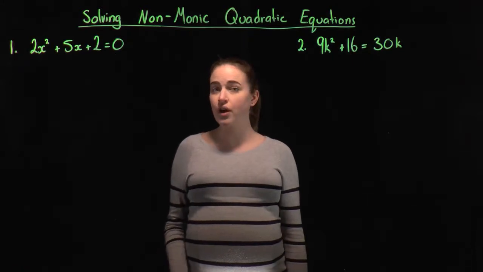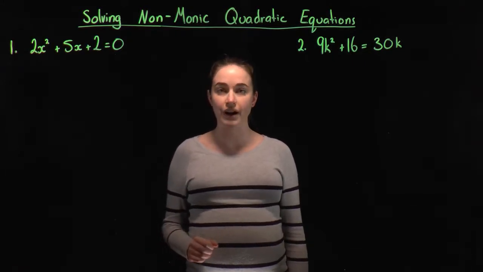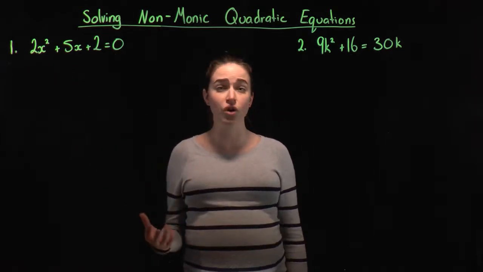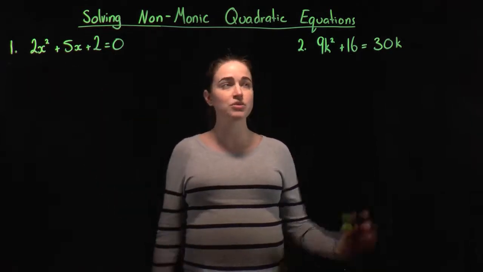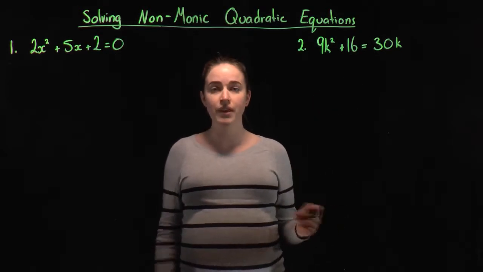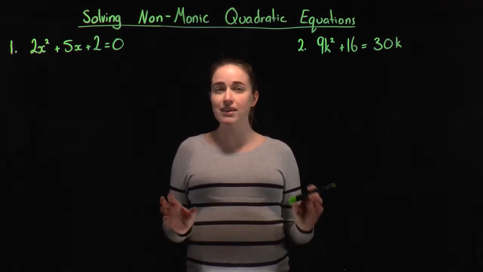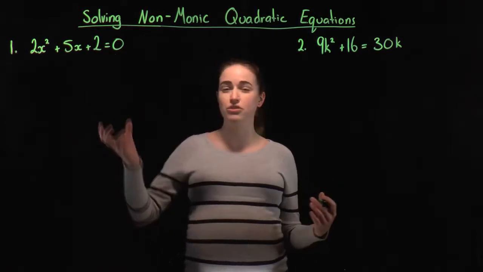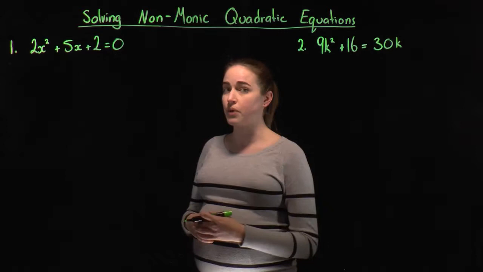In this video, I want to have a look at solving non-monic quadratic equations. So that's where our squared term has a number in front of it that's not a 1. So for example, a 2x squared or a 9k squared. Now, solving non-monics is one step more challenging than solving monic quadratics because it's a little bit more complicated. But let's go through the process.